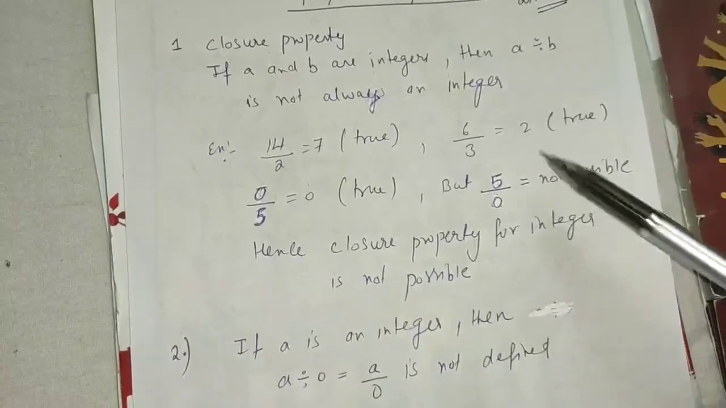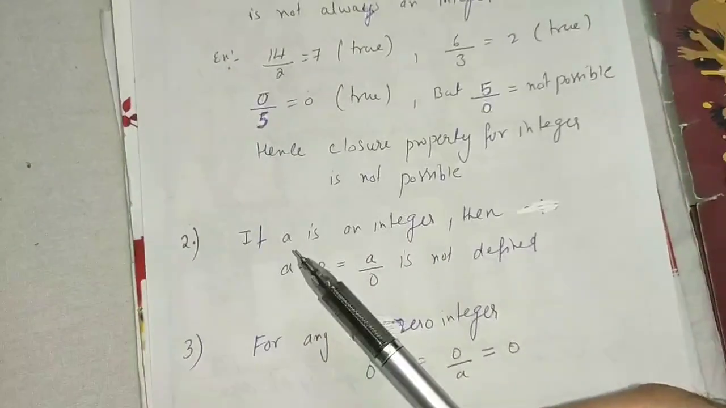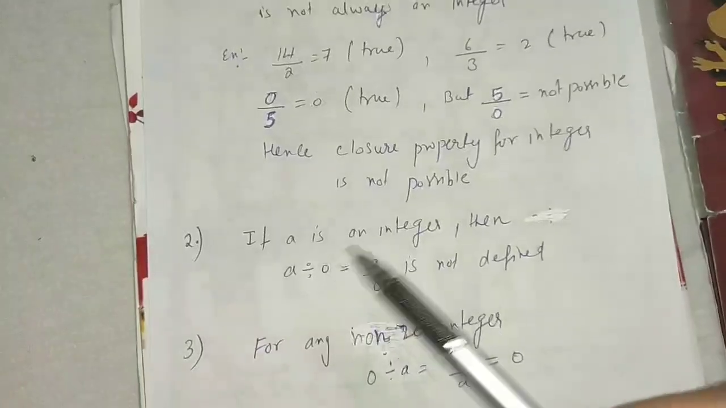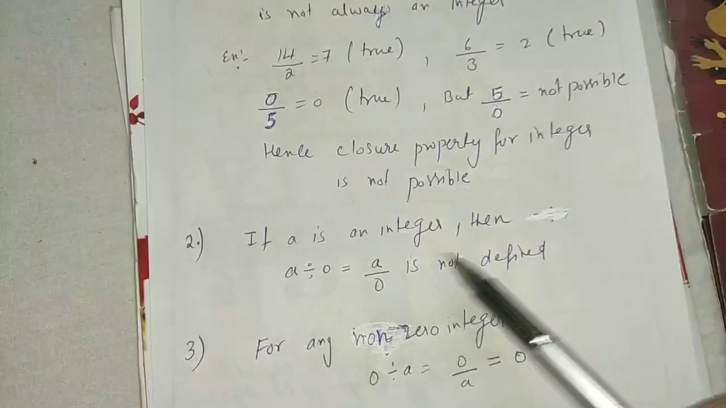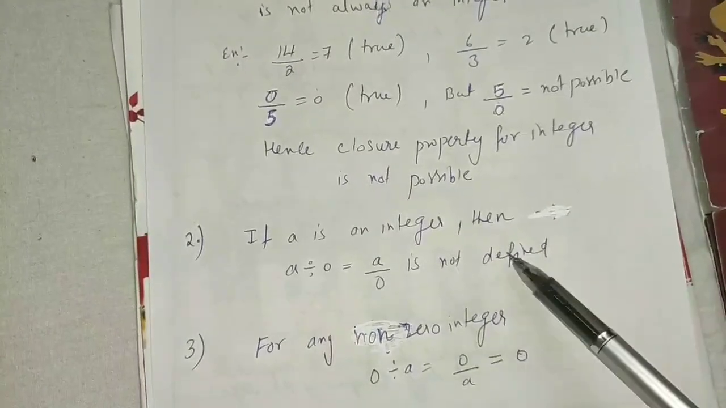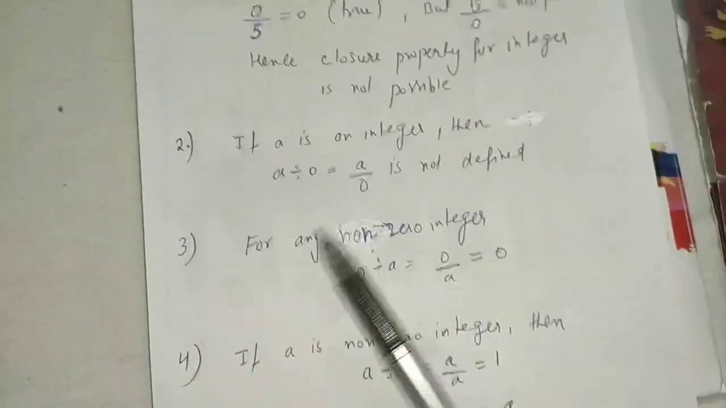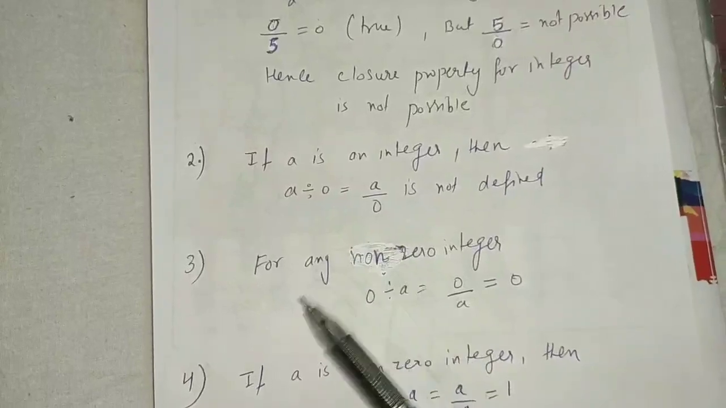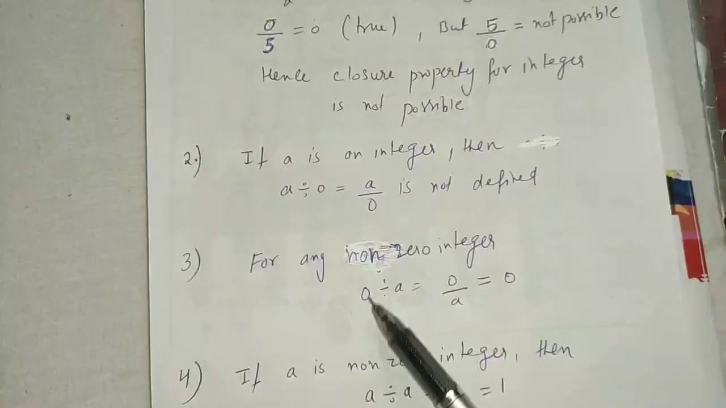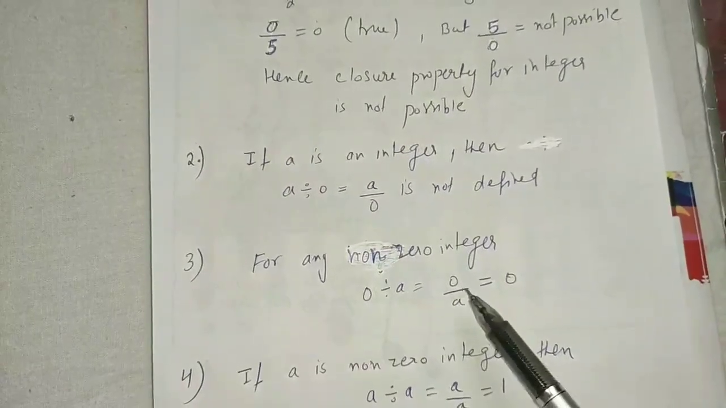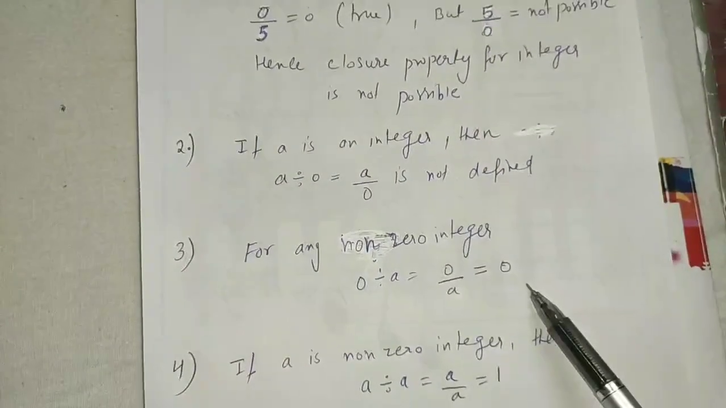And this 5 by 0, that a number divided by 0 is not possible, becomes a property itself, which we can see in the next one. If A is an integer, then A divided by 0 is not defined, it is not possible. Now for any non-zero integer, meaning the number is not zero, 0 divided by A is always 0. So A by 0 is not possible, but 0 by A is 0.